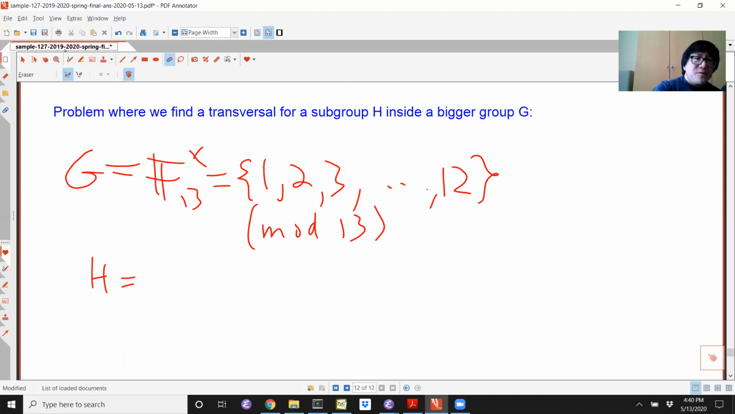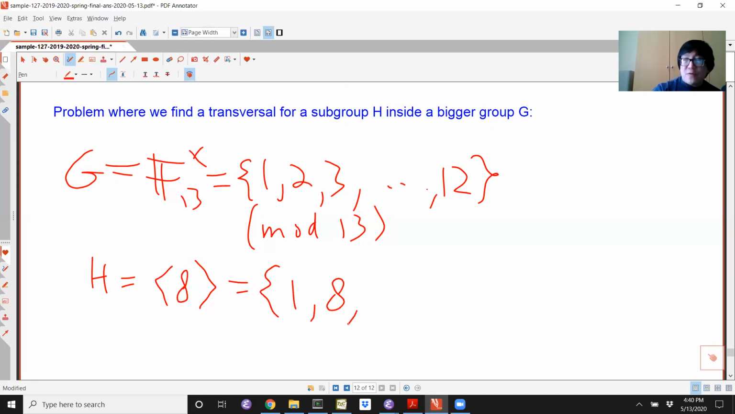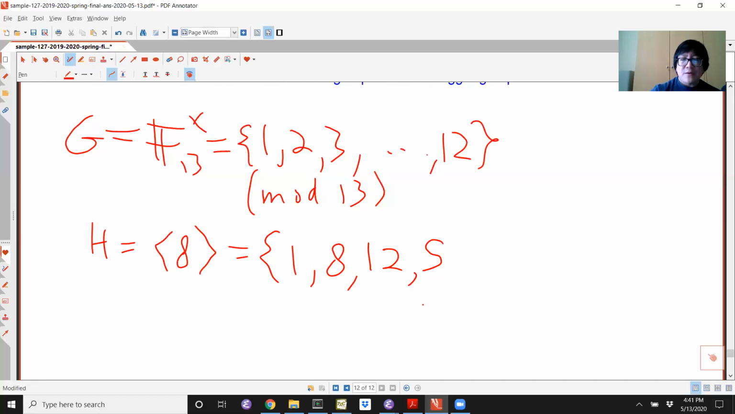All right, as I was saying before, I so rudely interrupted myself. Let H be the cyclic subgroup generated by 8, which is the powers of 8: 1, 8, 64 mod 13, which is 12. Then 12 times 8 is 96, which mod 13 is 5, and 5 times 8 is 40, which mod 13 is 1.